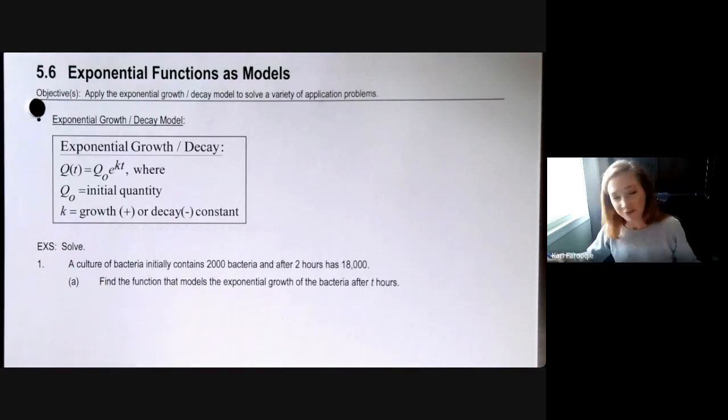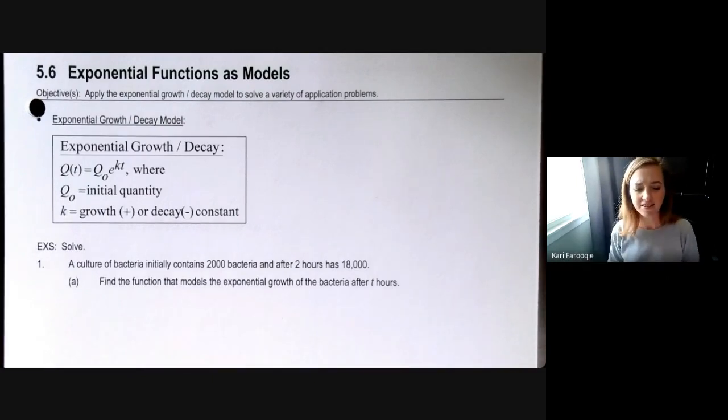Like I said, hopefully you've done this before, but if you have not, it's not a crazy thing. It takes a little bit of algebra and know-how, but I think you'll be just fine in this section. So let's get going on it.